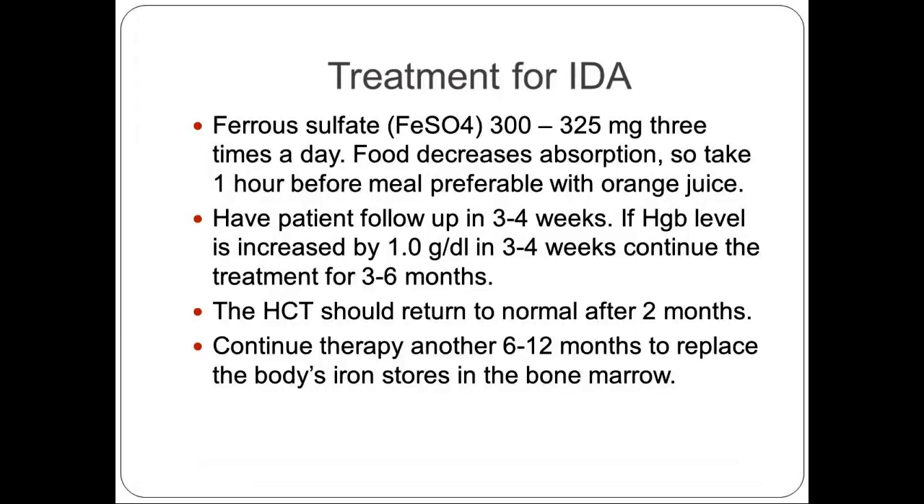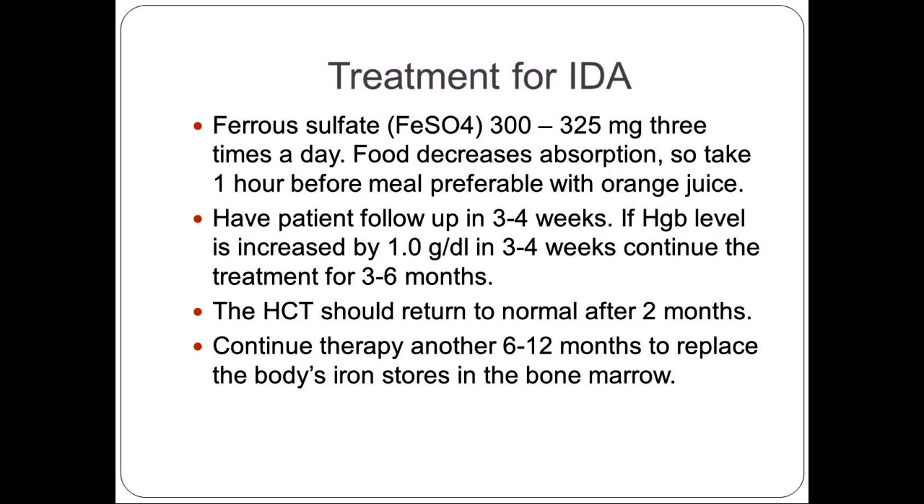So let's talk about iron deficiency anemia, how we can treat that. First of all, it can be pretty simple. You can just give them a prescription for ferrous sulfate, usually 300 to 325 milligrams 3 times a day. And food decreases absorption, so you need to take it 1 hour before meals, and preferably with something with vitamin C in it. And usually orange juice is the drink of choice. And then you're going to have the patient follow up in 3 to 4 weeks. And if the hemoglobin level is increased by 1 in 3 to 4 weeks, then you're going to continue the treatment for 3 to 6 months.